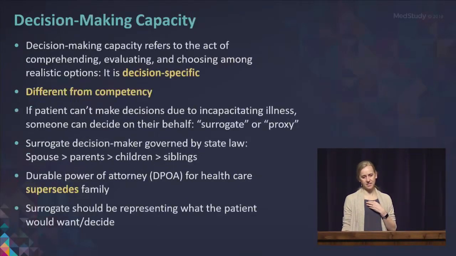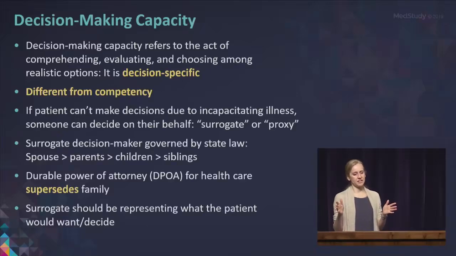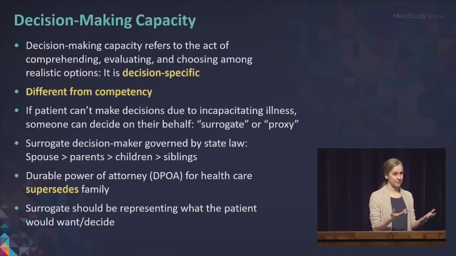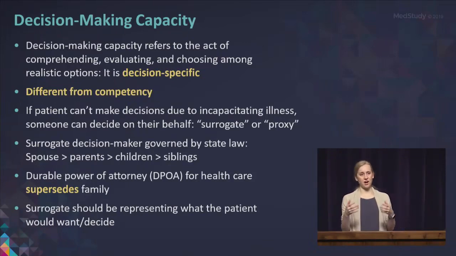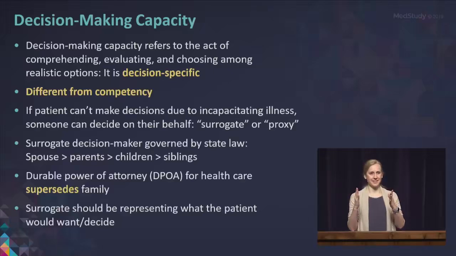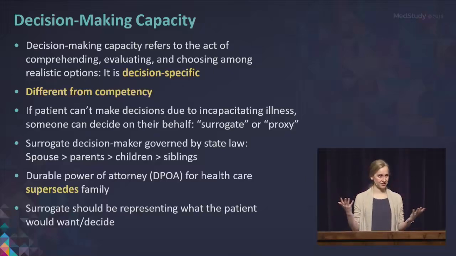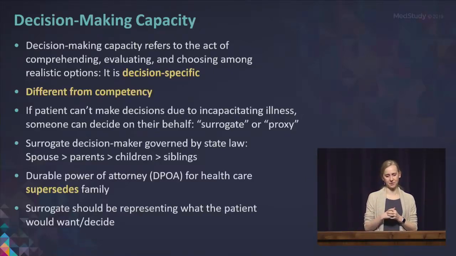So capacity refers to the act of comprehending, evaluating, and choosing among realistic options. So, you have to be able to understand it and repeat it back. You have to be able to evaluate it and often show that you have some sort of logical framework that you're using to make decisions, right? And then you have to choose. So part of capacity includes being able to indicate your choice. So if you can't speak or you can't write or you don't have a healthcare proxy, right, then you don't have capacity no matter what actually your cortical brain function is doing.